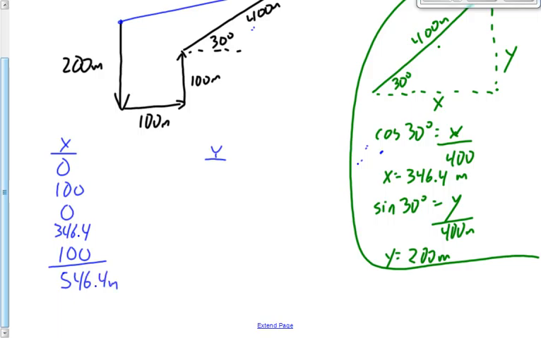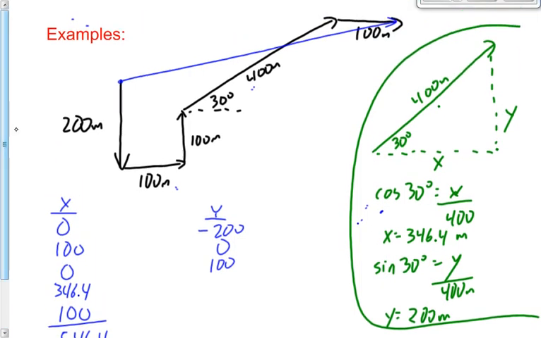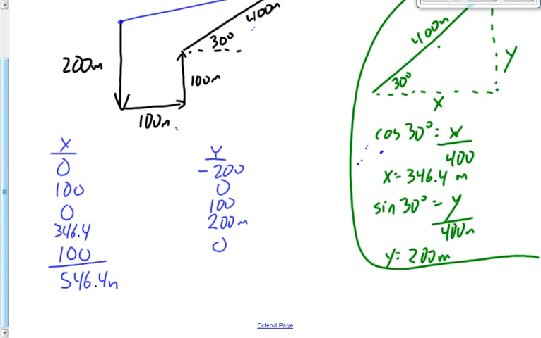Now, y components. The y component of the first one is negative 200. 0 for this one. Positive 100 for the third one. What about for the fourth one? That 400 meter vector, what's the y component of that one? How much of that is going up, Brendan? 200, good. And then finally, the y component of the fifth one is 0. We add those up, we end up getting positive 100 meters.